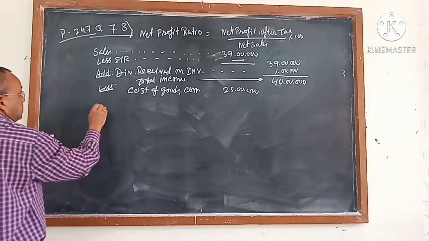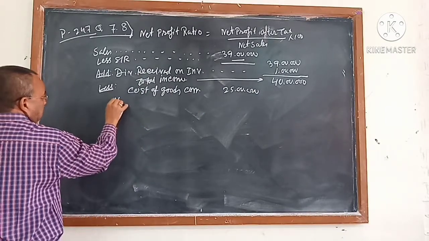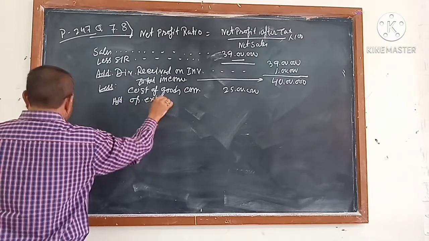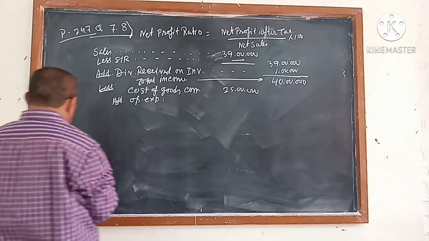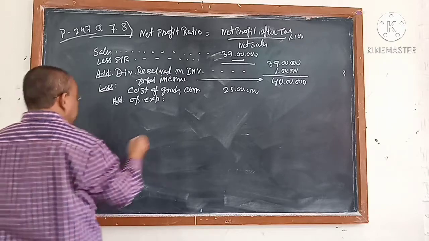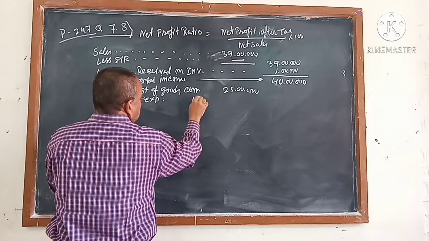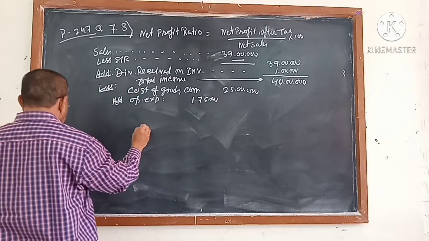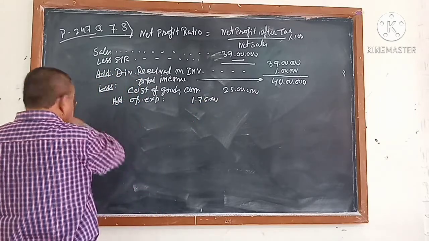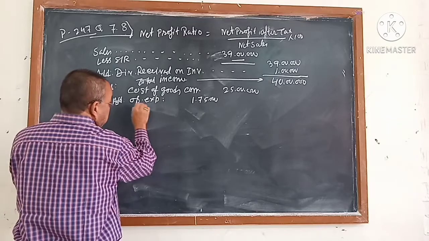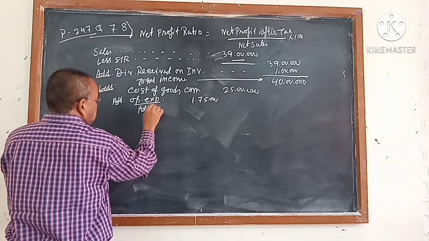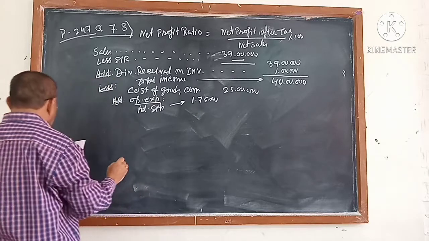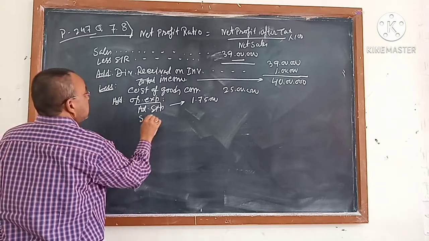Add operating expense. Operating expense, administrative expense. Operating expense you are getting 1,75,000. Administration expense 1,75,000.